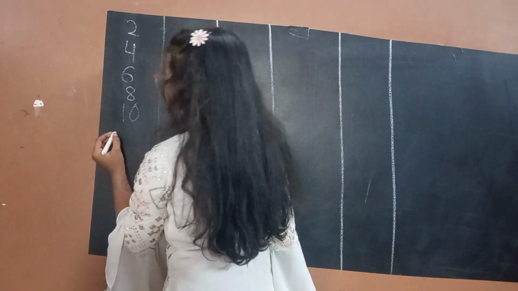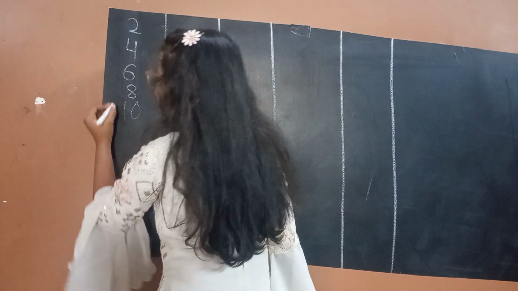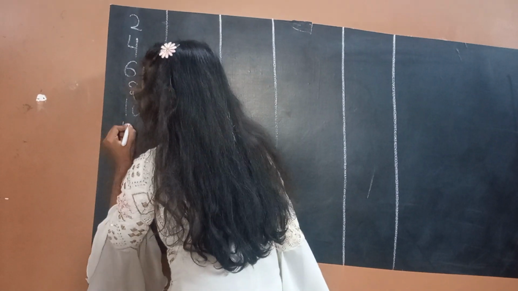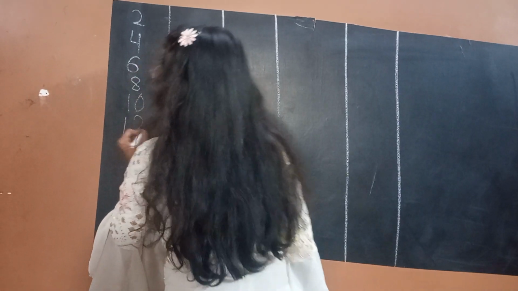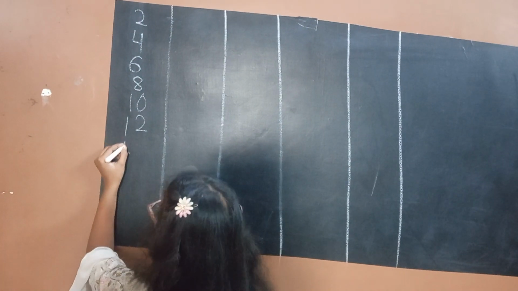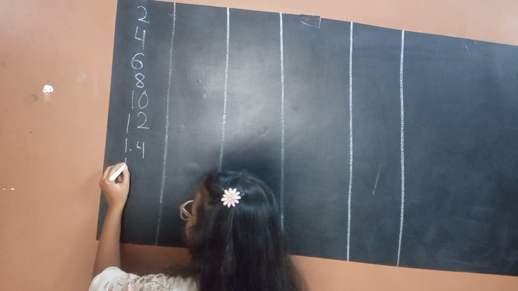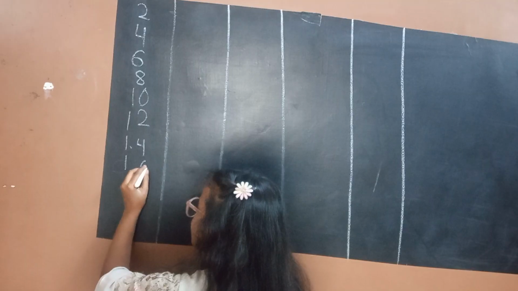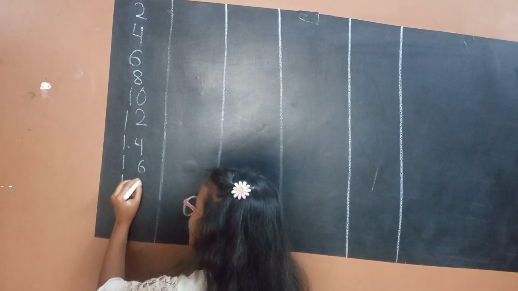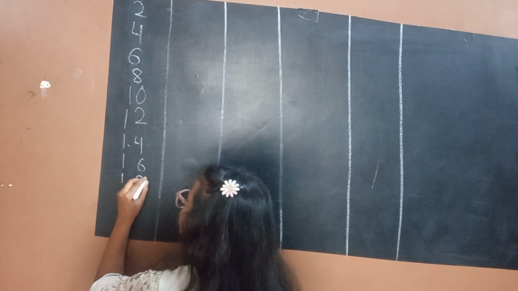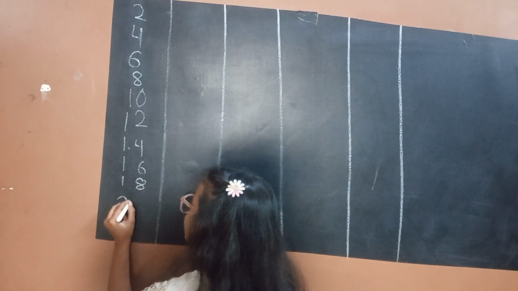are 10. 2 6s are 12. 2 7s are 14. 2 8s are 16. 2 9s are 18. 2 10s are 20.